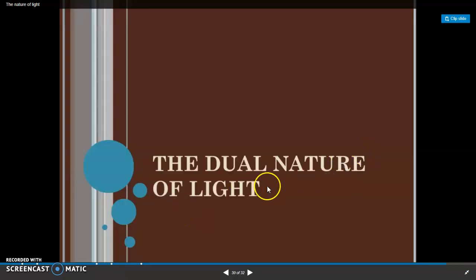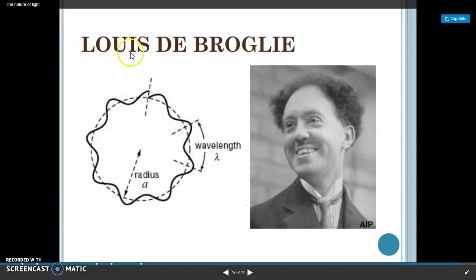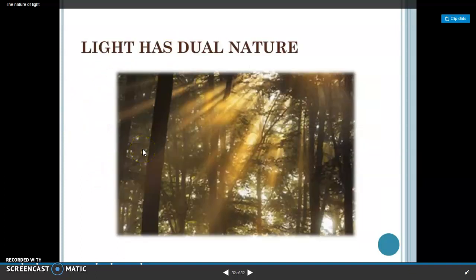So, the dual nature of light. Here, Louis de Broglie made this, showing the dual nature of light. So light has a dual nature. So this is the class for today.